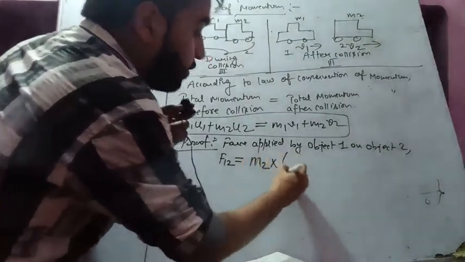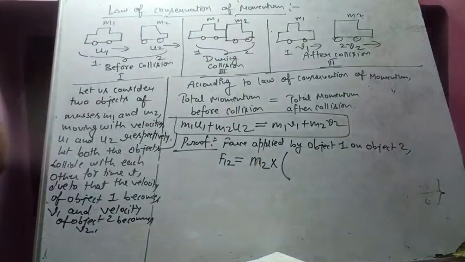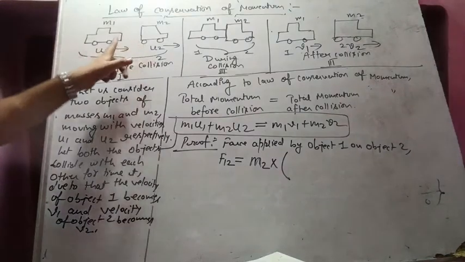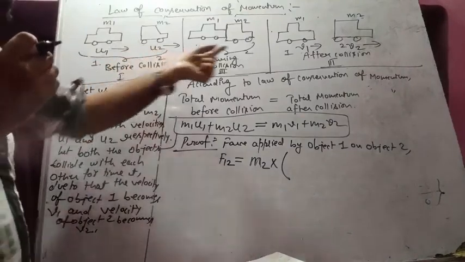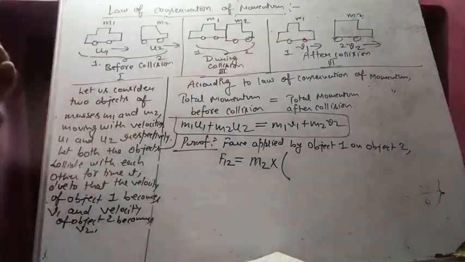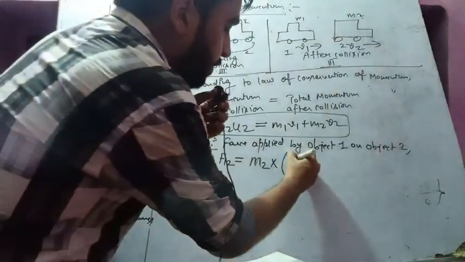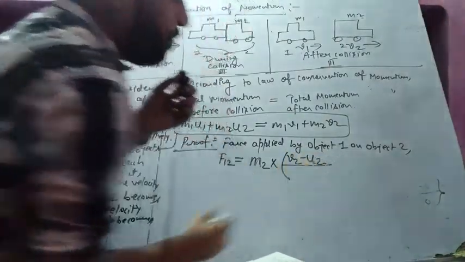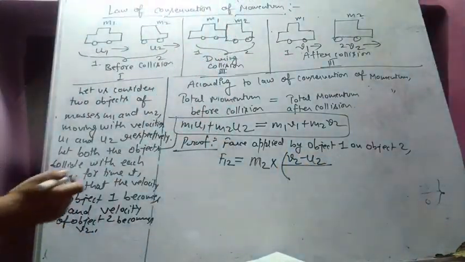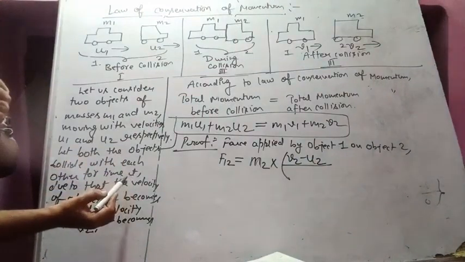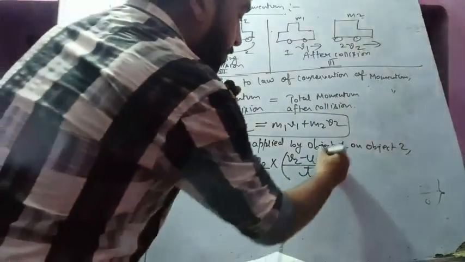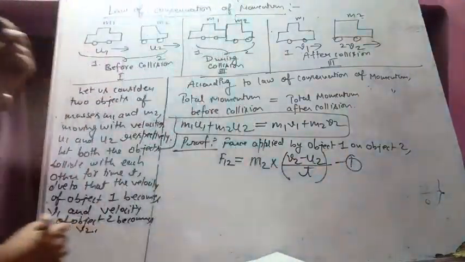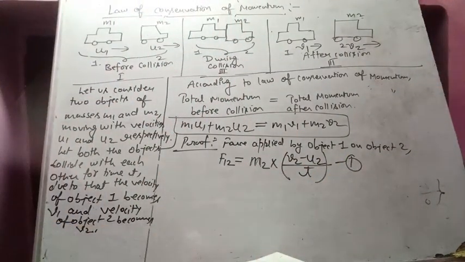What is the acceleration? How to calculate the acceleration? Change in velocity upon time taken. What is the change in velocity of object 2? Earlier it was moving with u2 velocity. Now it is moving with v2 velocity. So what is the change in velocity? v2 minus u2 divided by time taken. We already have considered that for t time, both collide. So time taken is t. So this is the force applied by object 1 on object 2.